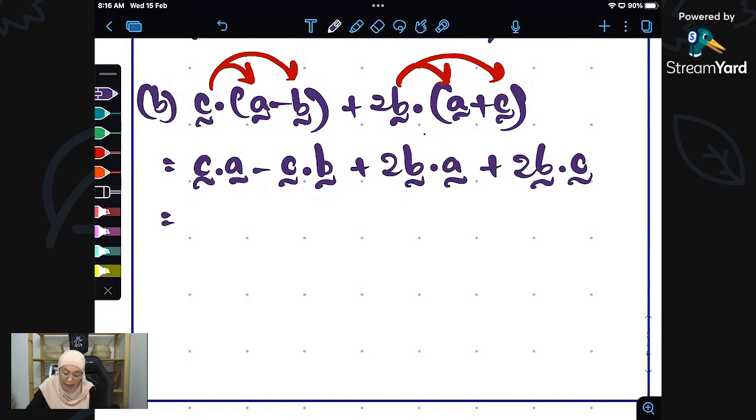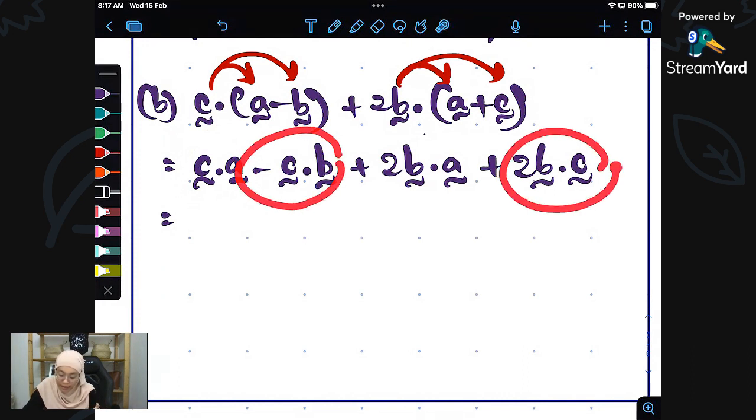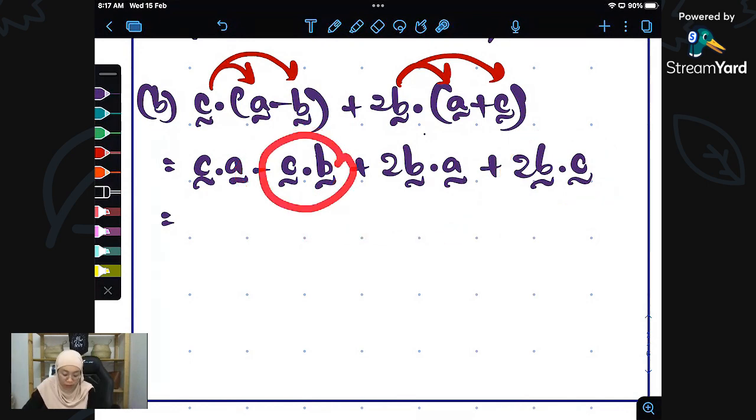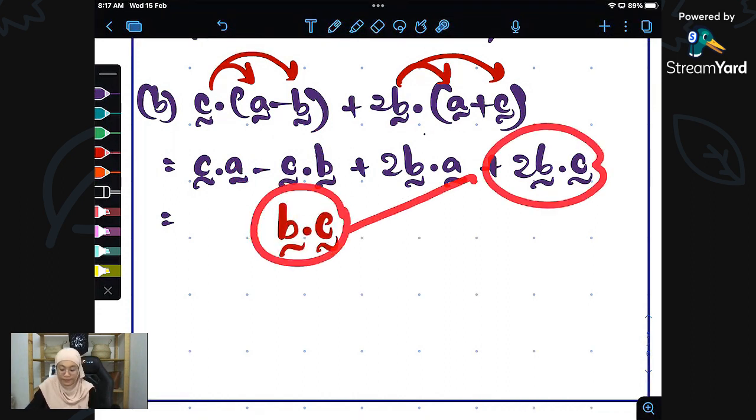Sekarang ni kita perlu cari apa-apa persamaan yang boleh kita selesaikan. C dot A, ada tak yang sama? No, got nothing the same. But this one got the same. C and B, B and C. So we can solve them by making the same thing. Okay, how do we make it the same thing? We just use the commutative formula, change the C dot B into becoming B dot C instead. Jadikan dia supaya apa? Supaya boleh selesaikan dengan yang di belakang ni.